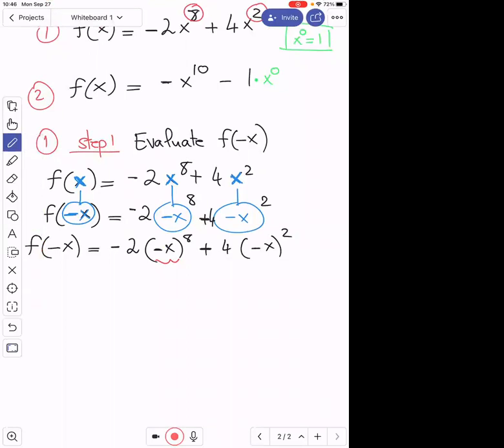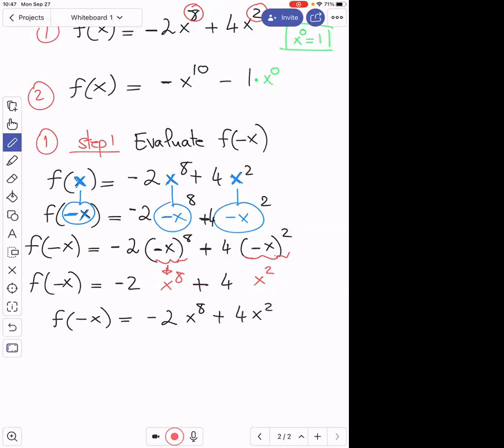So this is f of minus x. It's negative 2 times x to the power 8 plus 4, and then this negative x squared, negative x times negative x, because negative times negative is positive, is just x squared. So the answer here is that f of minus x is negative 2 times x to the power 8 plus 4x squared.